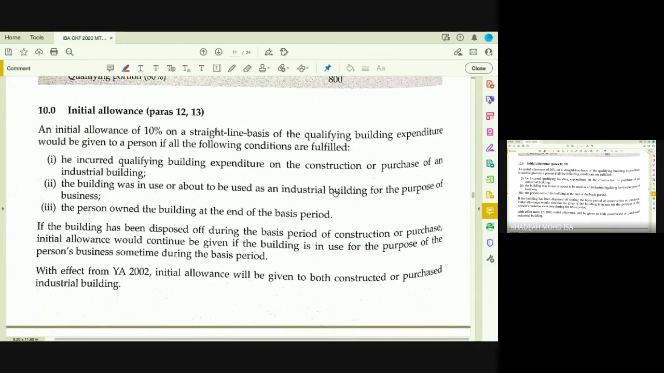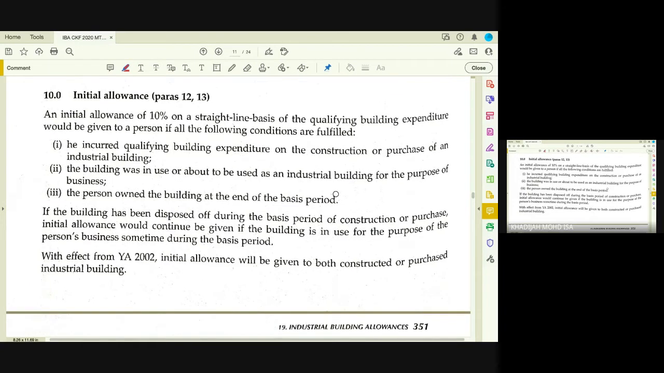So in the example, we have the canteen, which was completed in 2020, but only used in 2021. So in 2020, since it has been completed and the capex incurred, you can claim initial allowance in 2020. All right, the person must own the building at the end of the basis period. So that's why upon disposal of the asset, you cannot claim.